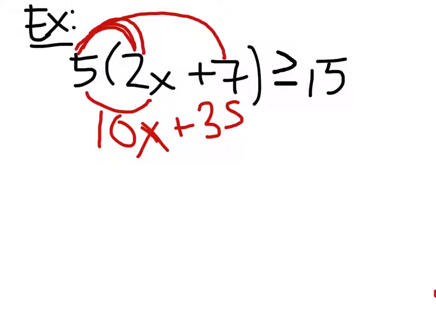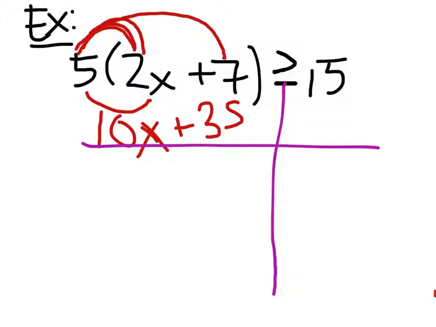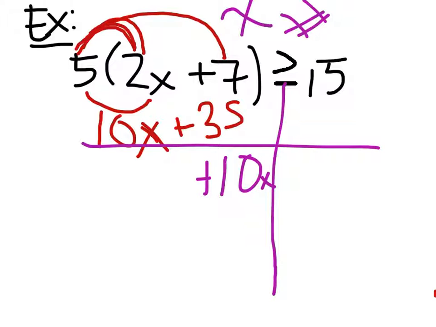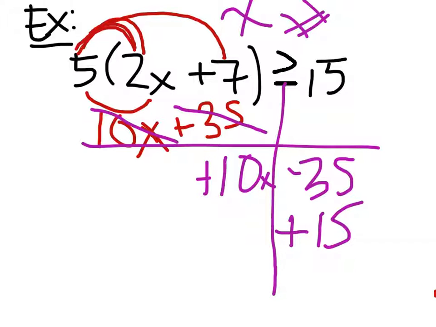Good luck. Thanks. Okay, so now you do the switch and stay game. So, I guess, numbers and x's. And so 10x stays, so positive 10x. And positive 35 switches, so negative 35. And then positive 15.